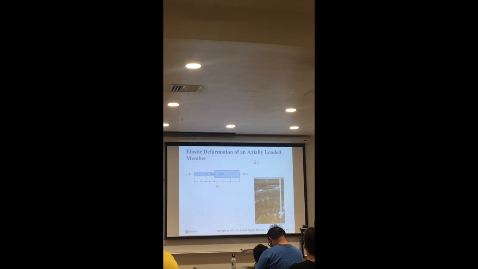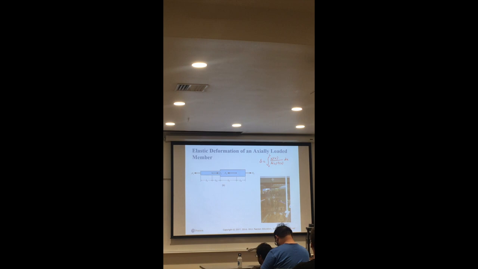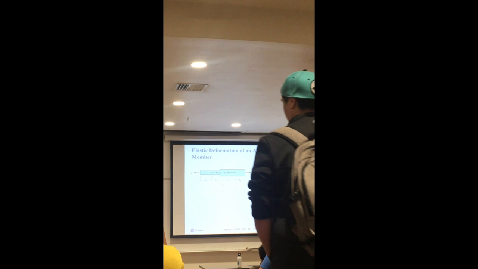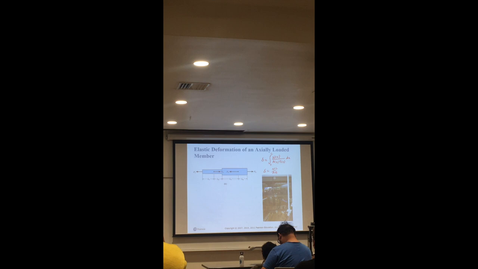So it was the integral of N(x) over A(x) E dx, from 0 to L. That was the integral, right? And you can do that, but we found a simpler way to solve this, right? What was the idea? So what if N is constant, A is constant, and E is constant? And when I say constant, these are constant over a specific region, over a specific section of this member, right? And then, if that is the case, you can take all of them out of the integral, and then that would become NL over AE.